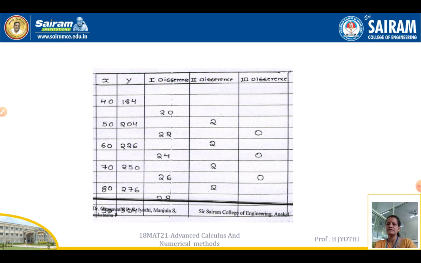The table is the same, that is x is 40, 50, 60, 70, 80, 90, y is 184, 204, 226, 250, 276, 304. So the first differences are 20, 22, 24, 26, 28, and the second differences are 2, 2, 2, 2. Third differences will be 0, 0, 0.